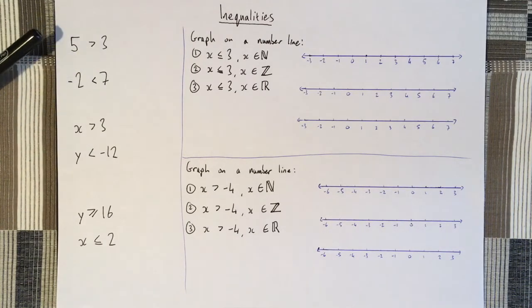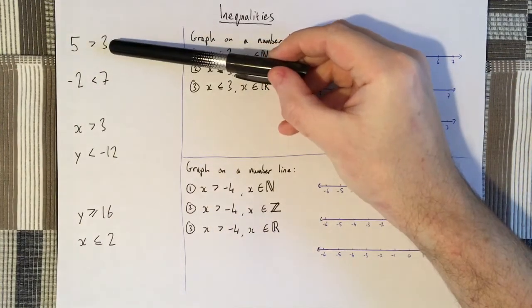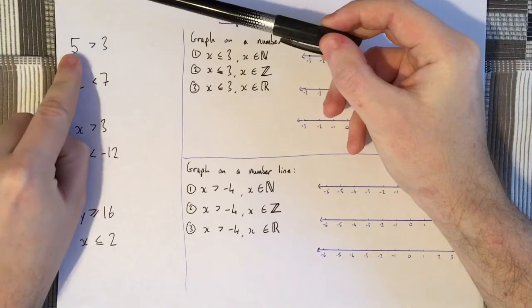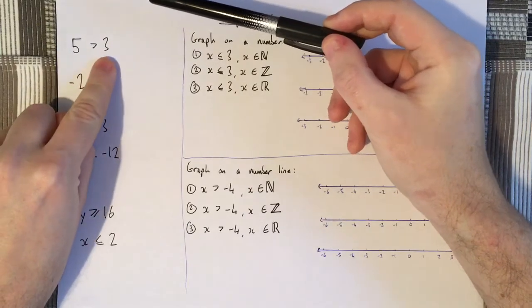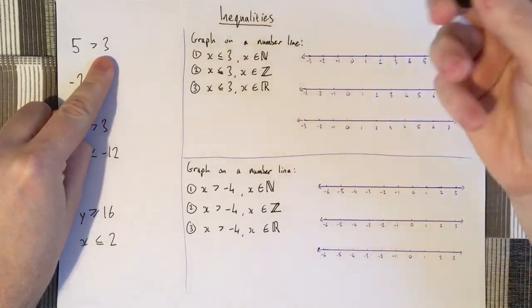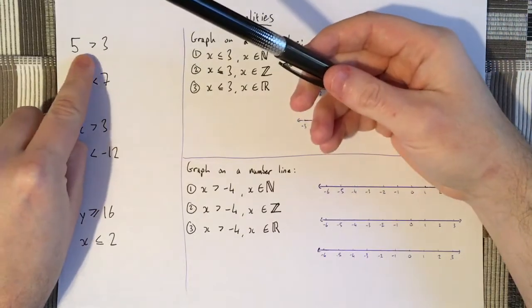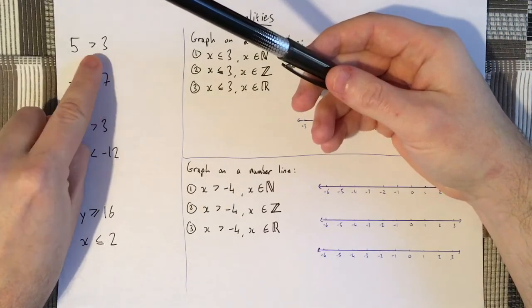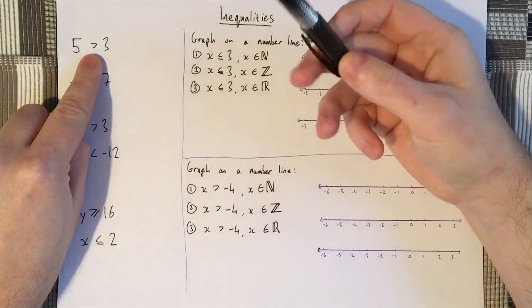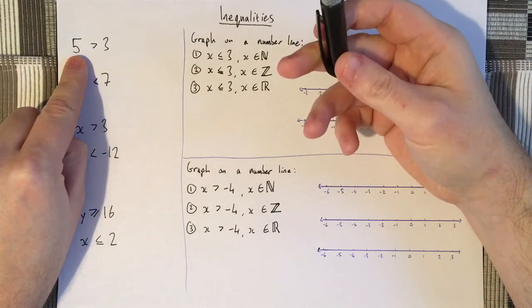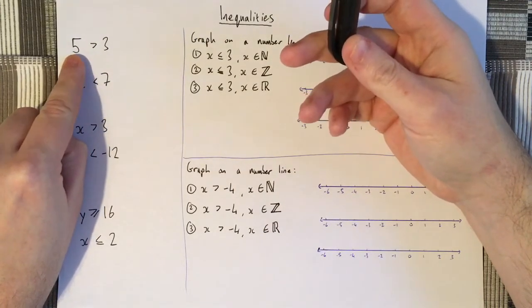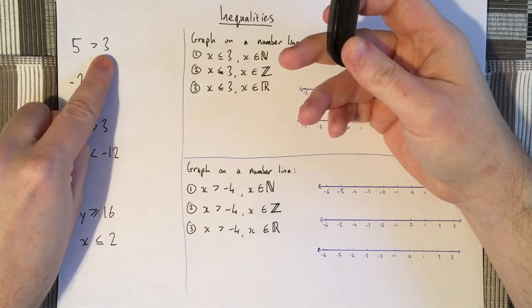So I'll just start over here. I read this as 5 is greater than 3, which hopefully you agree is true. So the open mouth of the symbol is pointed at the bigger or greater number. So 5 is greater than 3.